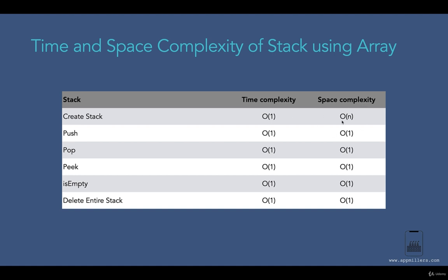When we are initializing fixed size of array, the space complexity is O(n) because when we are creating fixed size of array for stack, it's initializing n number of cells in the memory contiguously. So that's why space complexity is O(n).